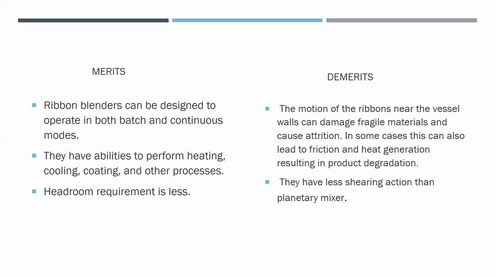Next demerit, they have less shearing action than the planetary mixer. So this ribbon blender provides less shearing action than the planetary mixer. So these are the merits and the demerits of this ribbon blender.